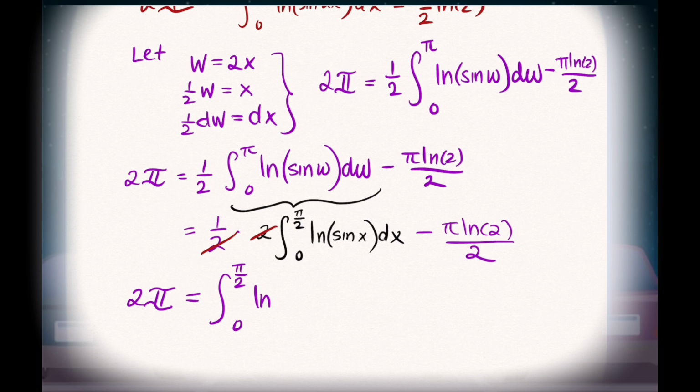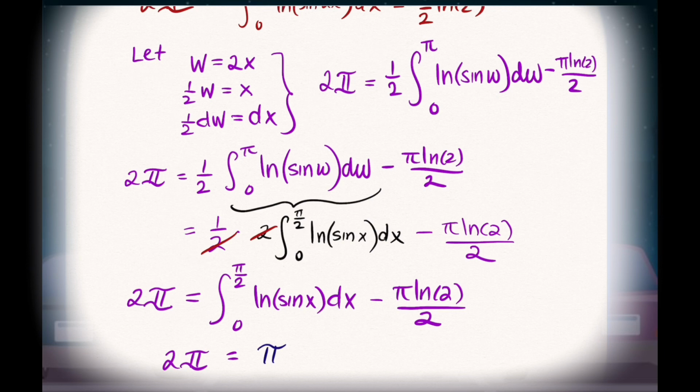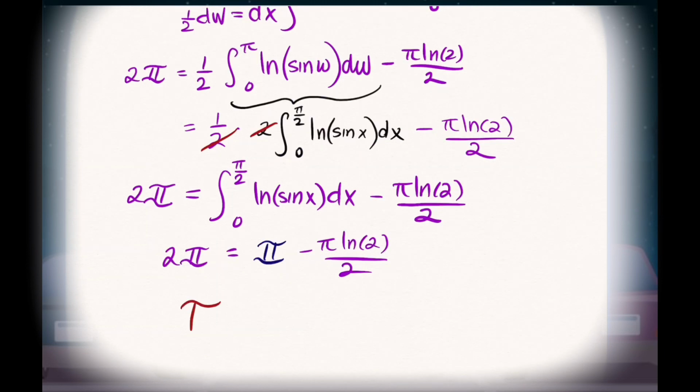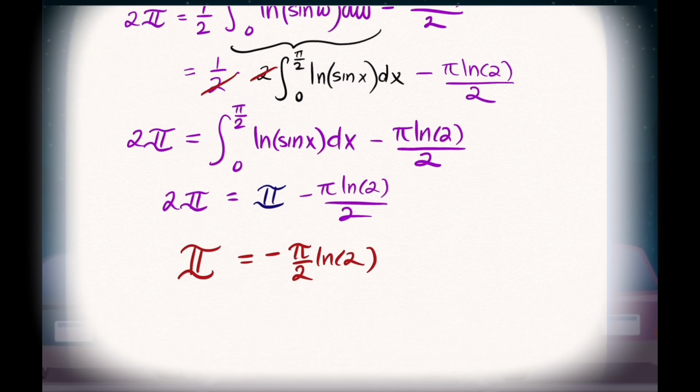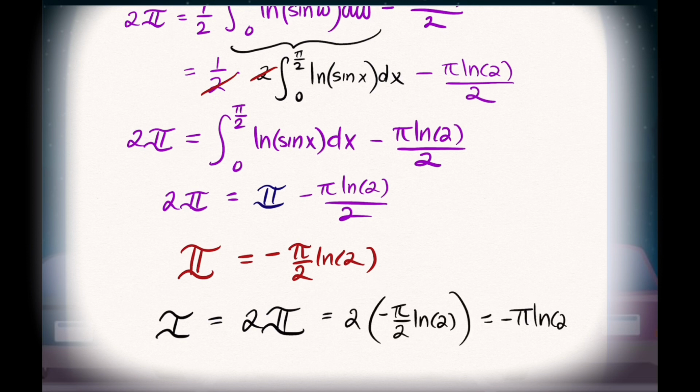And then we can write 2 double curly I is equal to the integral from 0 to pi over 2 of natural log of sine of x dx minus that pi natural log of 2 over 2. So double curly I is equal to negative pi over 2 times the natural log of 2. Which means that single curly I, which is double that, is just equal to negative pi natural log of 2.